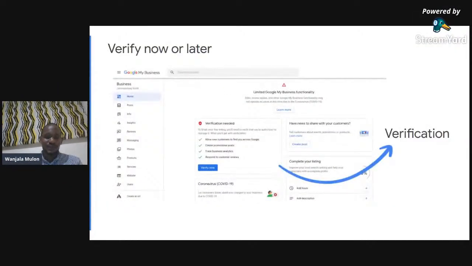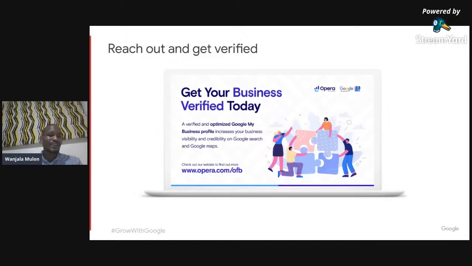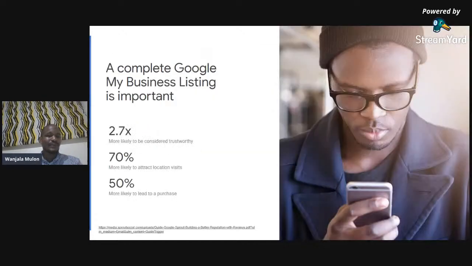So optimization is where now we are talking more about making people understand what you're dealing with. And that is why we usually say, as a business person, how best do you attract customers? So upon verification, how do you optimize? And before even I talk about optimization, there are some statistics that I want to share with you. You find that a complete listing attracts 2.7 times more people than somebody who has an empty listing. And then also people who have got location and also have got phone calls and also have got websites.